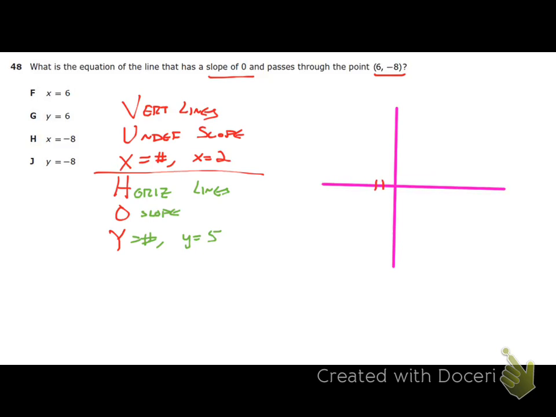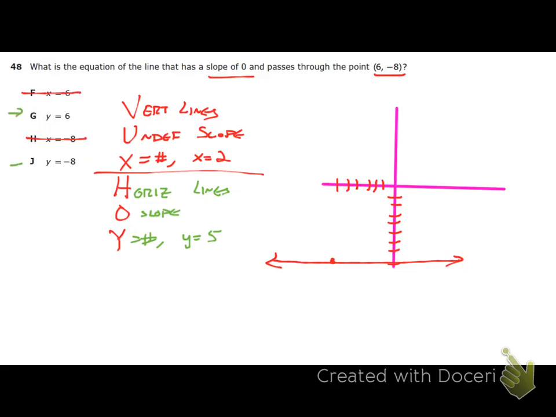So let's see, 1, 2, 3, 4, 5, 6. 1, 2, 3, 4, 5, 6, 7, 8. That point would be right there, and we're really writing the equation of this line, okay? So we know it's a horizontal line, so we know the equation is going to be y equals something. So I'm already down to answer choices G and J, because answer choice F is a vertical line, and answer choice H is a vertical line.